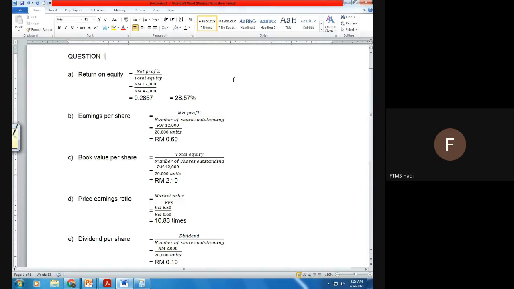Any question on this one? Okay, I give you some tips. All returns, the answer will be in percentage. But earnings per share, book value per share, price earnings ratio, dividend per share, those are all per share, which means in RM. For ratios like price earnings ratio and so on, that one will be in times. Just try. There will be nothing wrong if you didn't put RM or times, but hopefully you can put it later in your answer.